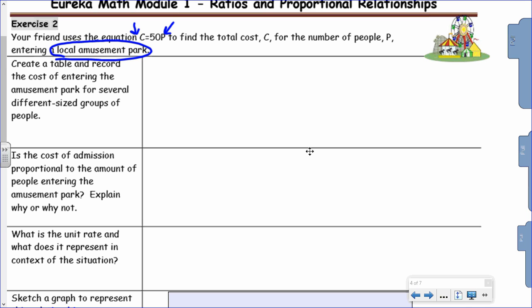I've had to buy large amounts of amusement park tickets when I was a camp counselor for all the kids at the camp. Maybe you're going with your family. Whatever it is, you're figuring out how many people and multiplying it by 50.